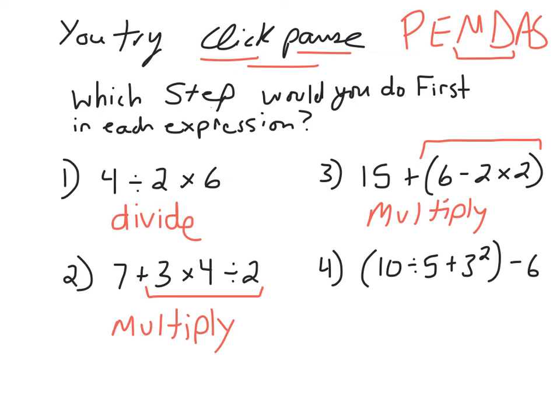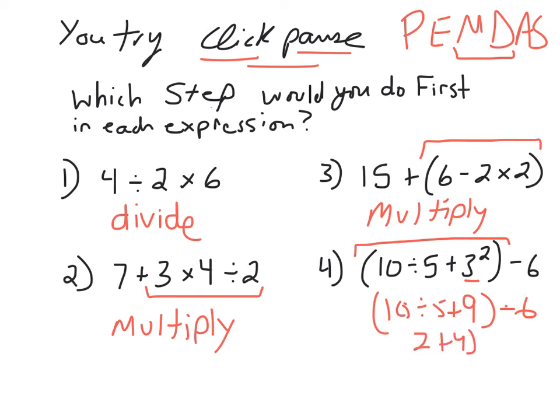Okay, number 4. Number 4's got it all. So I have parentheses. Using PEMDAS, I'm going to start by looking inside the parentheses. And when I go into the parentheses, I see an exponent. That's what I would do first. My first step in this problem would be to solve the exponent. So if I solve this one, 3 squared is 9. 10 divided by 5 plus 9. That's still in parentheses minus 6. My next step would be divide. So it's 2 plus 9 in parentheses. Not that I need them anymore, plus 6.